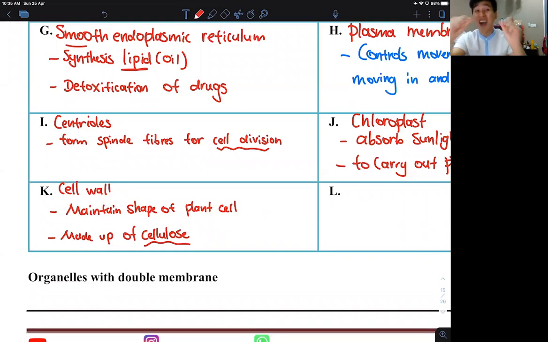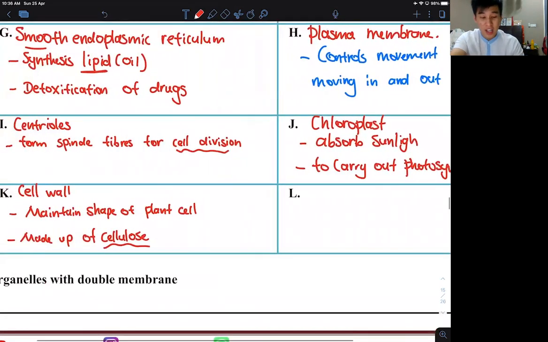Now, these things are very hard. So sometimes you eat vegetables or fruits, there are thin fibers inside. Every time you say fiber, that's actually cellulose. It's something that's very hard and strong, so it can maintain the shape of the plant cell.